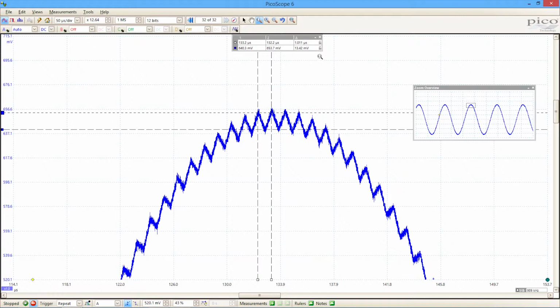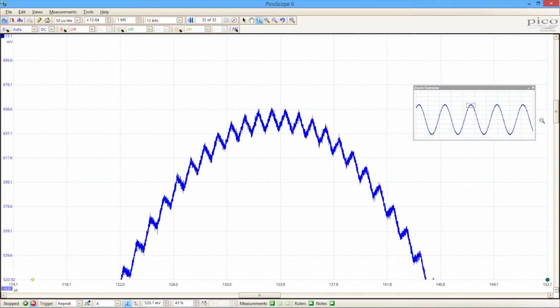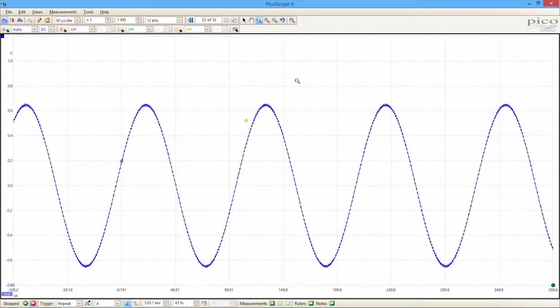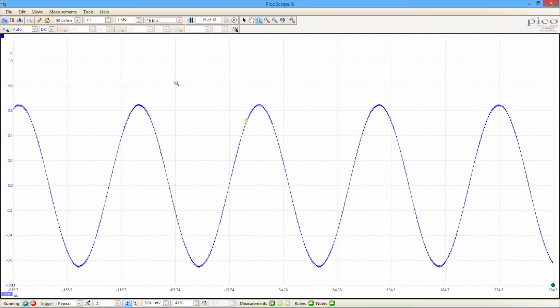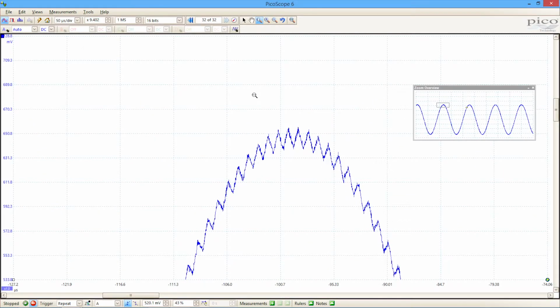Now, we can go even further. We can switch, instead of 8 or 12 bits resolution, we can switch all the way to 16 bits resolution on a single channel. And if we then acquire the signal, zoom in further, now we can see with exquisite detail and absolute clarity the characteristics of that noise.